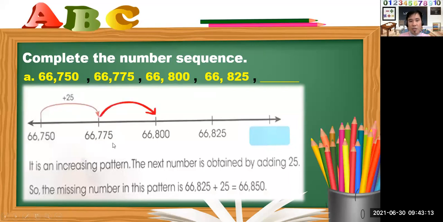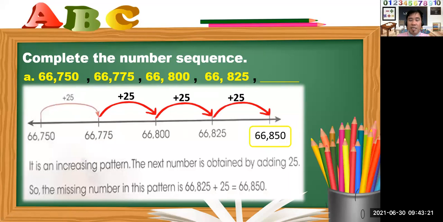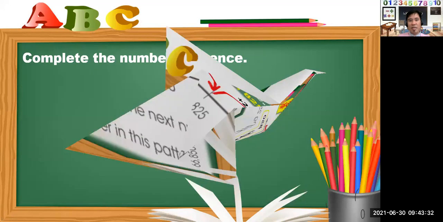Okay, so as you can see here, we just add 25, another 25, another 25, another 25, and the number becomes 66,850. So the answer here is 66,850. Okay, it's very easy.